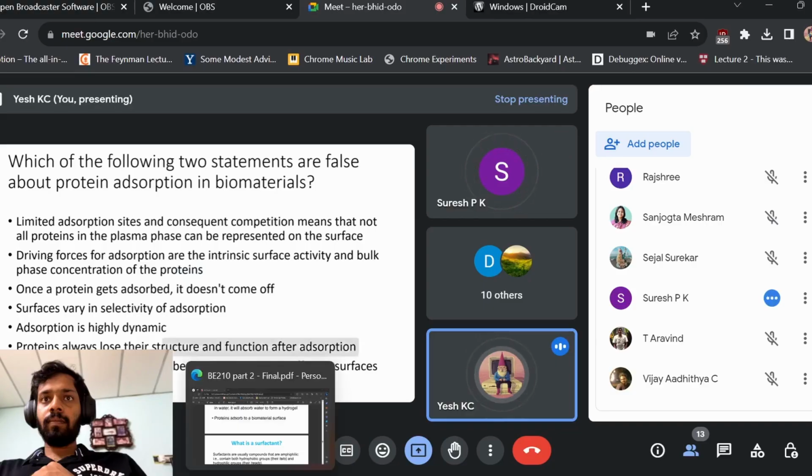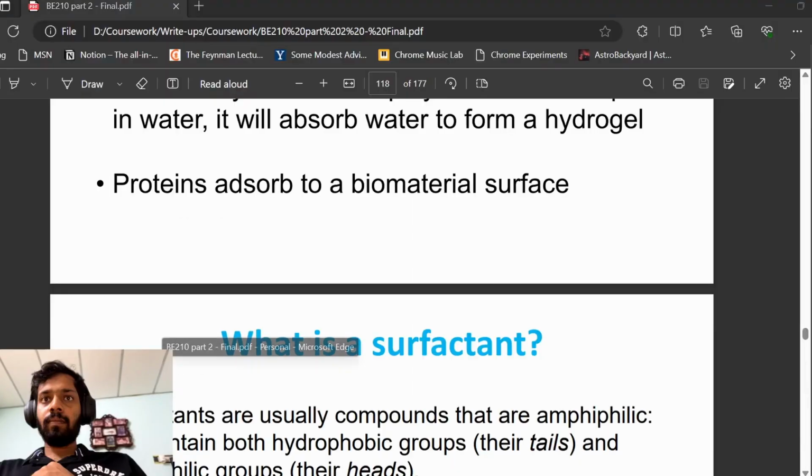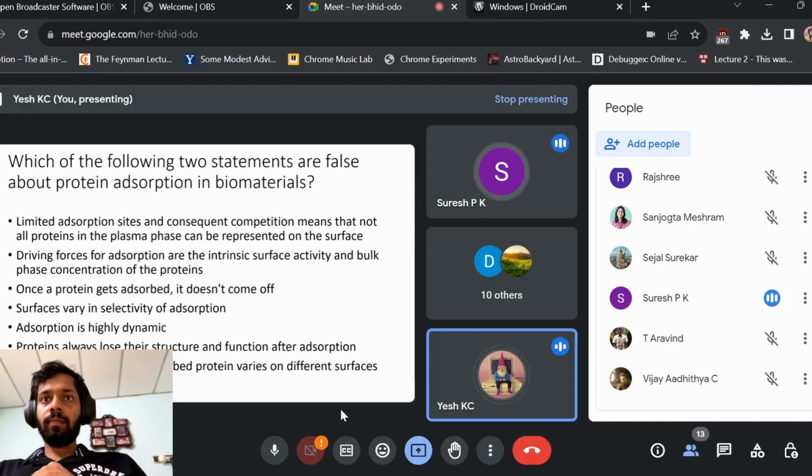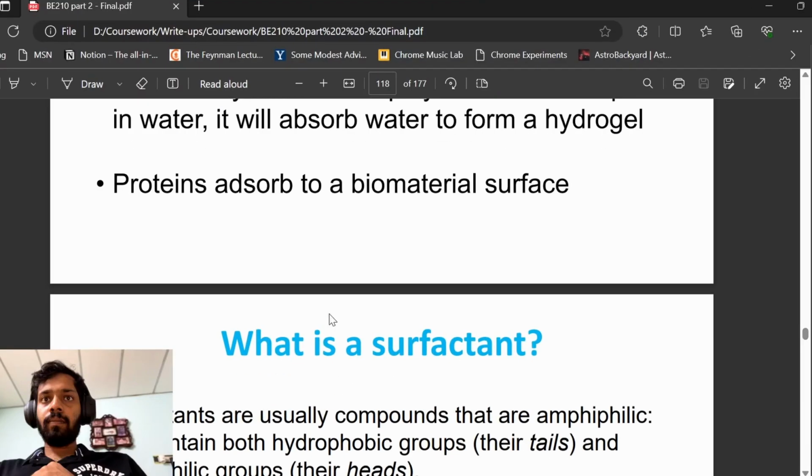Sir, once a protein gets adsorbed, it doesn't come off. Is that a false statement? That's true. And the other false statement is that proteins always lose their structure and function after adsorption.